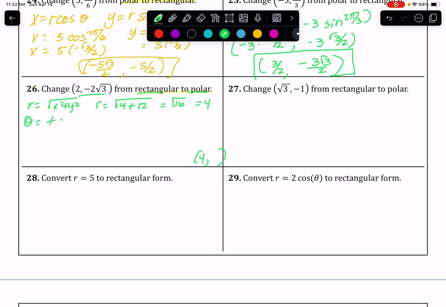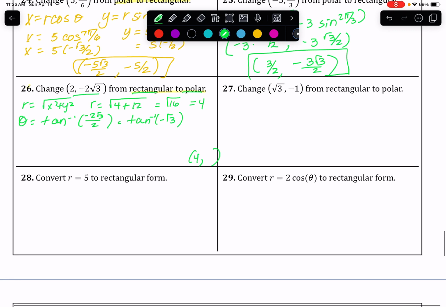And the way to figure out theta is the inverse tan of y over x, so negative 2 square root of 3 over 2. So that's equal to the inverse tan of, they set this up nicely, negative square root of 3. Now negative square root of 3 is in quadrant 4. Remember, tangent can only be in quadrants 1 and 4, so it would be negative pi over 3. So this is negative pi over 3.